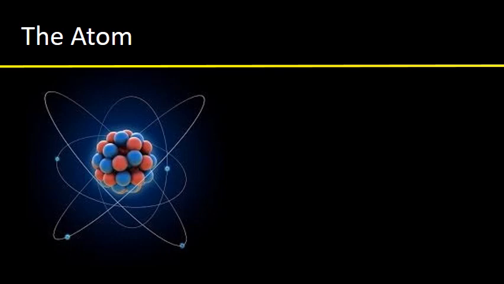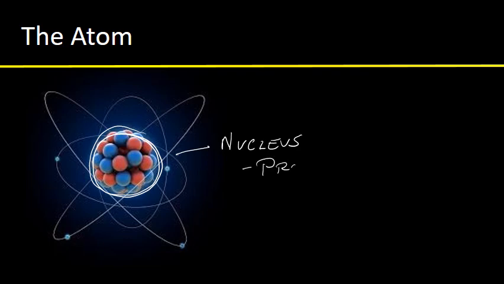Okay, so this is an atom. You've seen drawings like this. This is actually a pretty good model for most of our purposes. This part here, of course, is the nucleus. The nucleus is in the center, and the nucleus contains the protons and the neutrons.